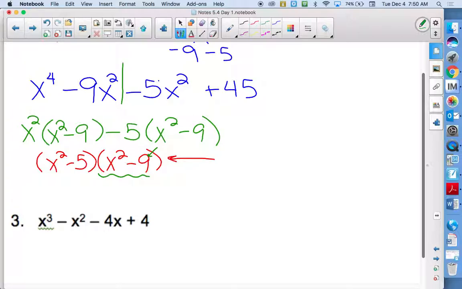We can take the square root of 9. And that can be broken down as x plus 3 and x minus 3. 3 times 3 makes 9. It's a perfect square. 5 is not a perfect square. Square root of 5 is a decimal. We want to keep that as a whole. So we have x squared minus 5 and then x plus 3, x minus 3. So if your answer in parentheses is still a perfect square, then we want to make sure you're breaking that part down.